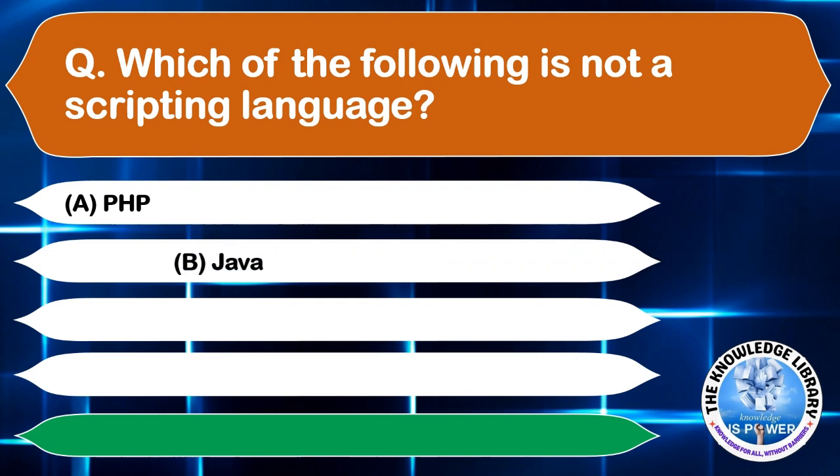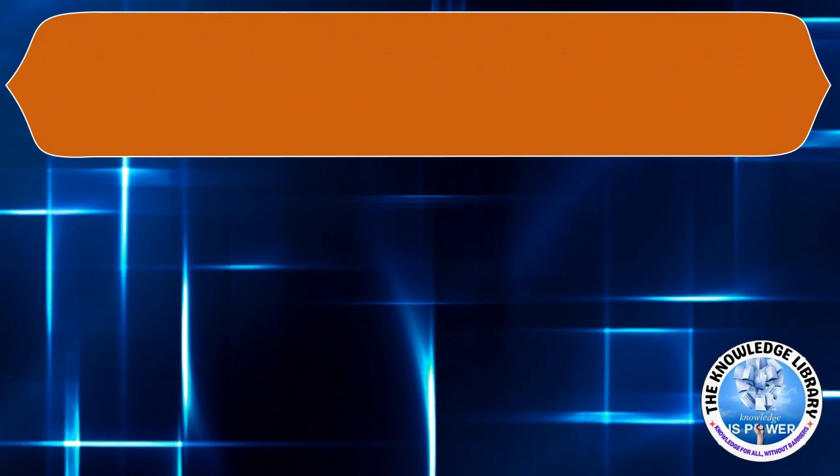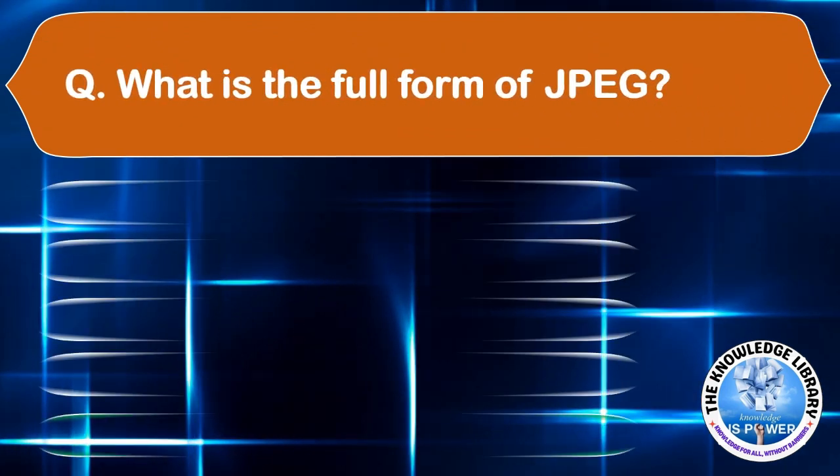The next question is, which of the following is not a scripting language? Option A, PHP. Option B, Java. Option C, .Net. Option D, MS Office. The correct answer is option D, MS Office.